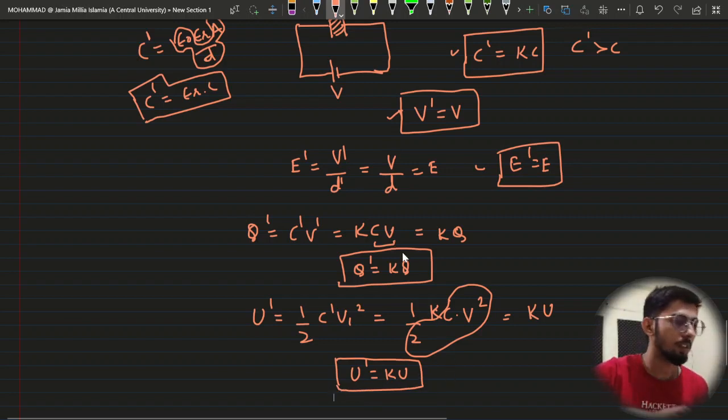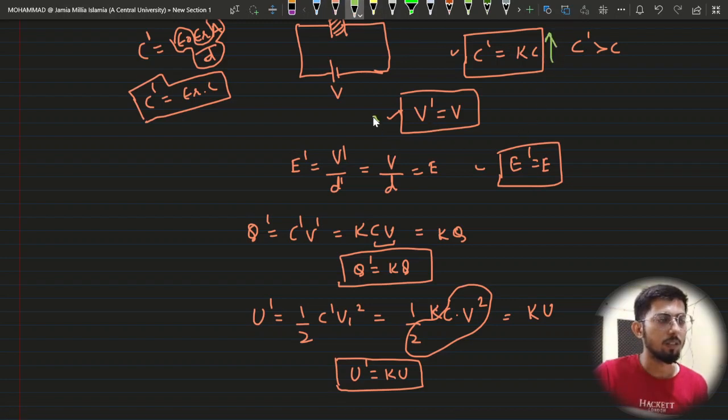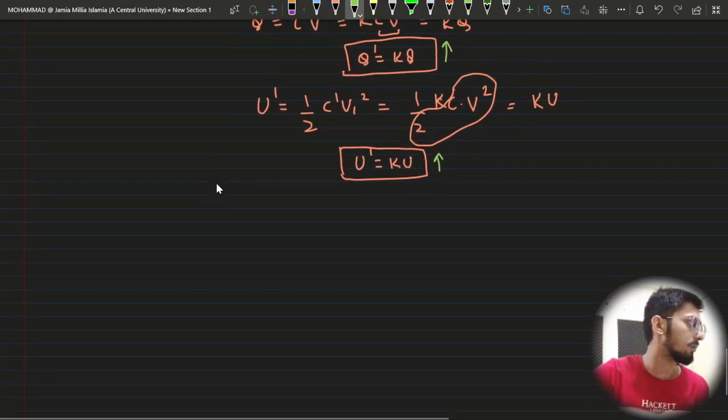So the capacitance value has increased. The voltage and electric field are just the same. Q has increased and the energy has increased. Now case 2.